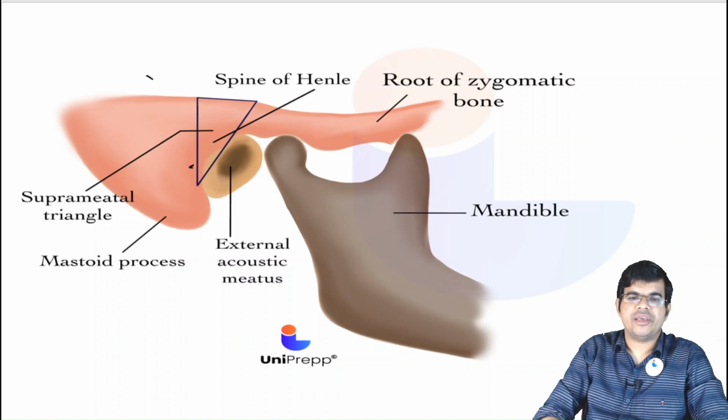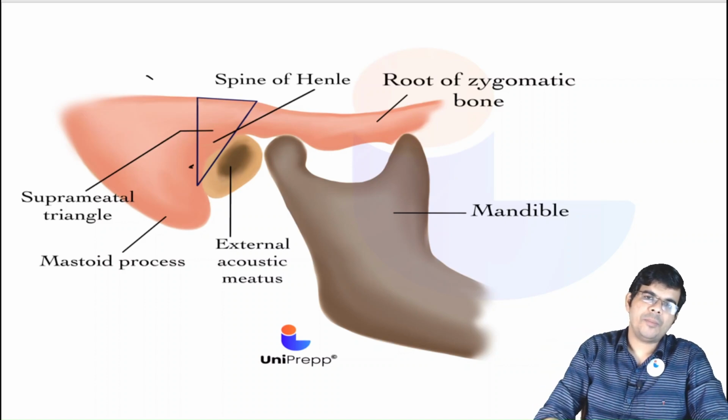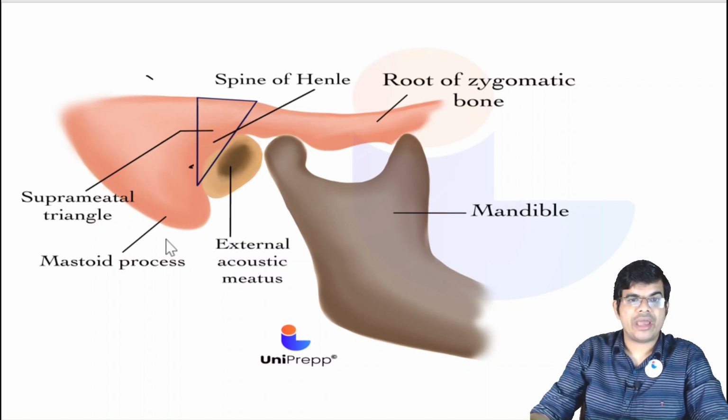Now what do you see here? This is a picture which depicts the area of the mastoid antrum. How will you reach the mastoid antrum? To reach the mastoid antrum, you have to go through the suprameatal triangle. Now, before going to the suprameatal triangle, what is this triangle of attack?